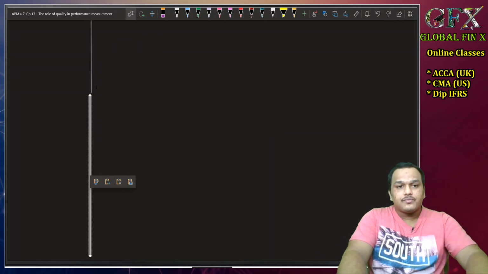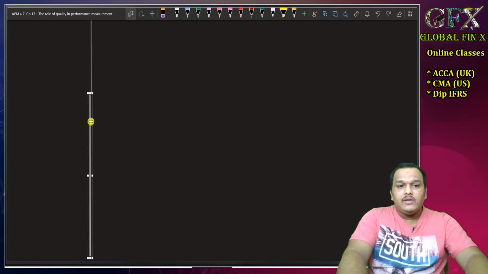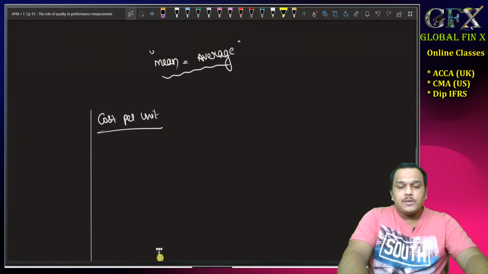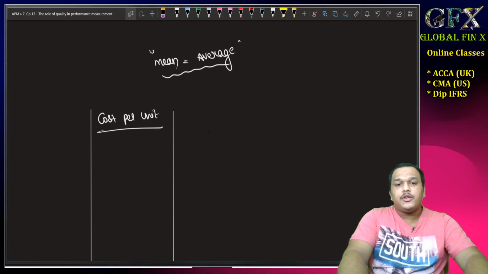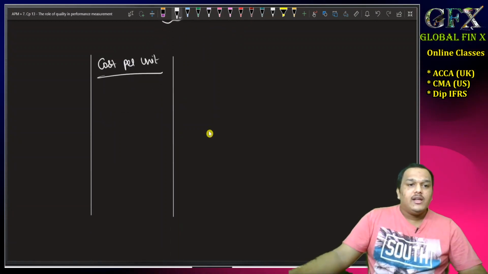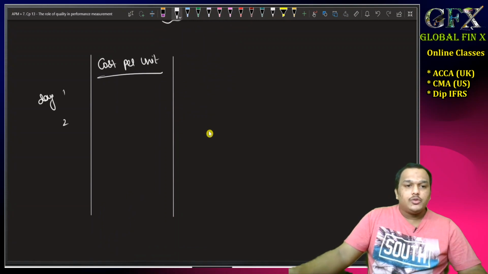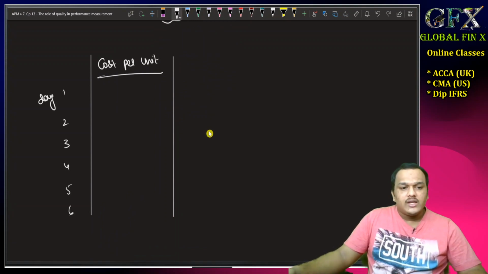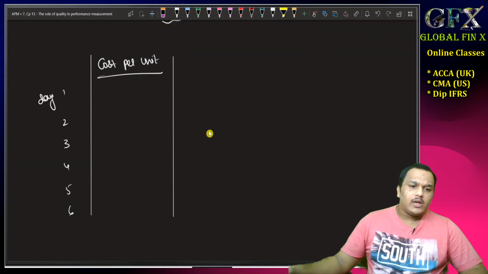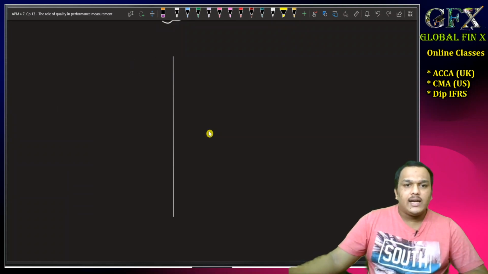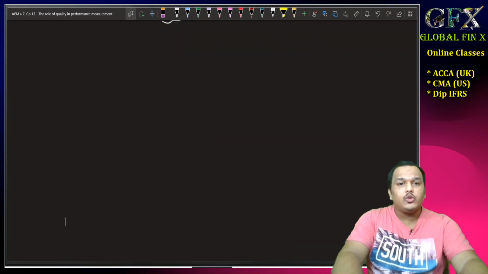Fine with the example that I am taking? We are basically calculating the cost per unit in my factory every day. So I did it for day 1, 2, 3, 4, 5, 6, like this. Let me do one thing. I'll take an Excel sheet so that it will be much easier for me to do the math.